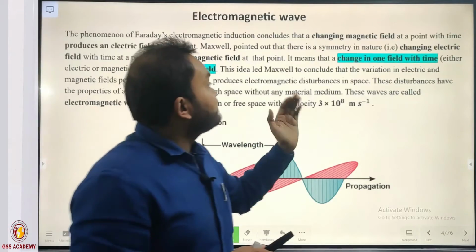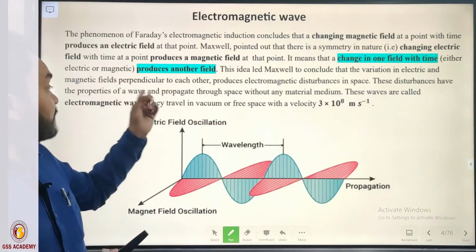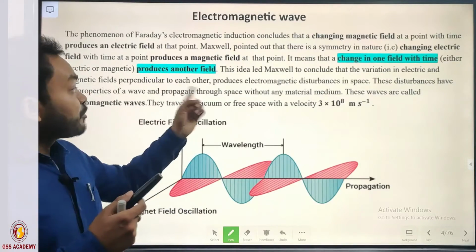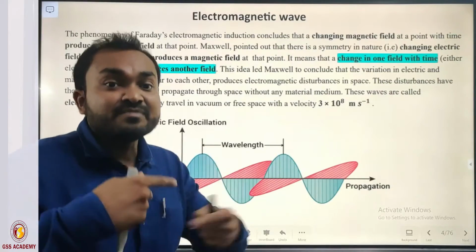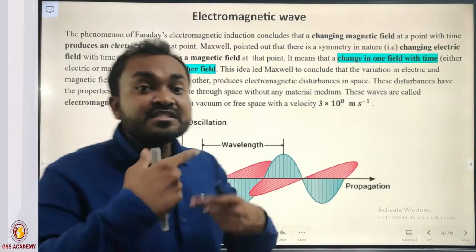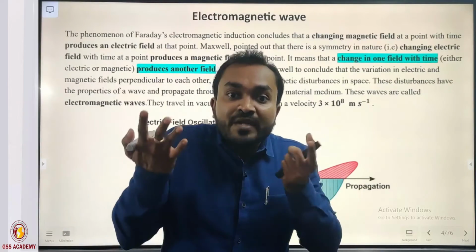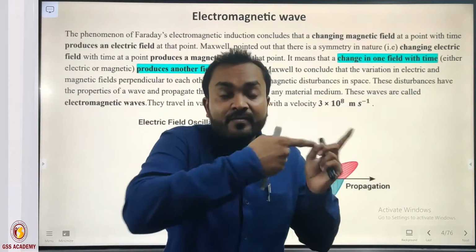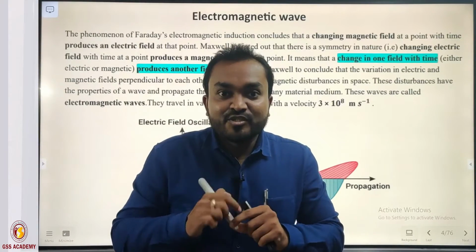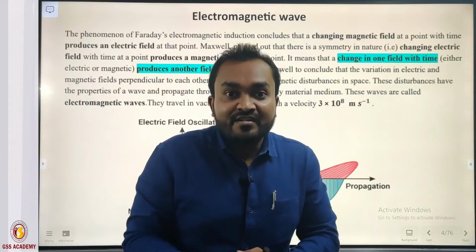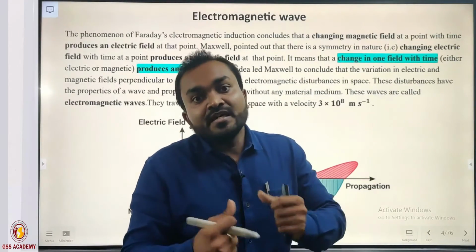So this idea led Maxwell to conclude that variation in electric and magnetic fields perpendicular to each other produces an electromagnetic disturbance, a wave. So what is a wave? Basically a disturbance in any medium. So if the disturbance is in space, there is no need of any medium. That's why the electromagnetic wave basically propagates in space. So now you could understand how this electromagnetic wave concept comes.